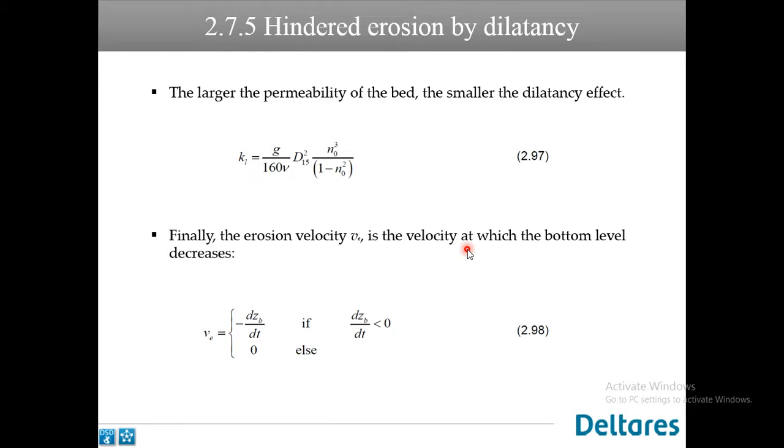Okay, dilatancy, we want to see whether they become more viscous or solid under pressure. And we want to make sure that the permeability is not too large, just enough to make sure we can hinder the erosion by dilatancy.